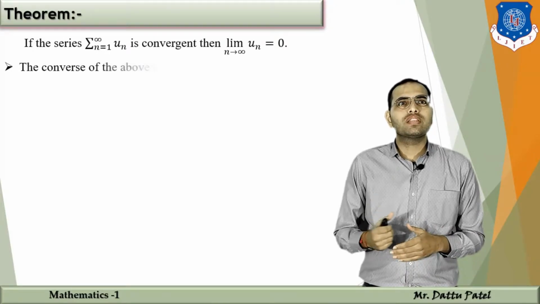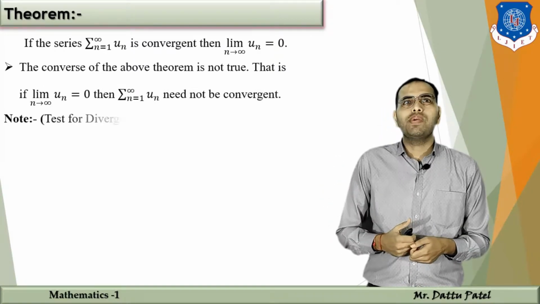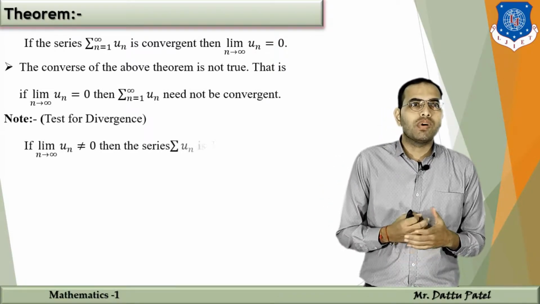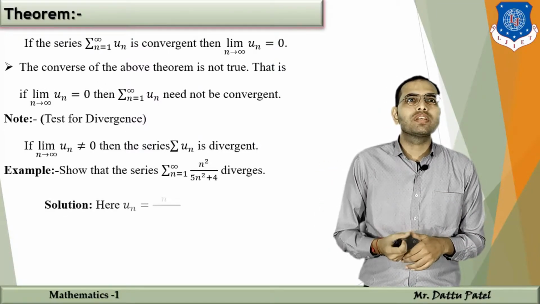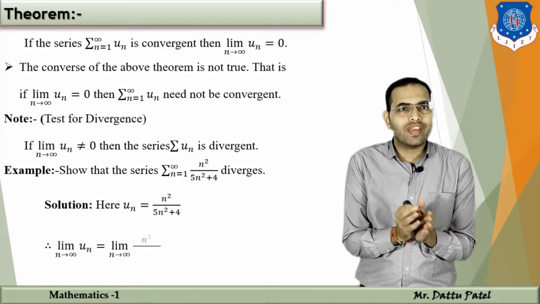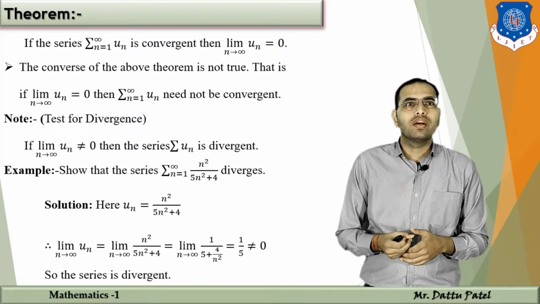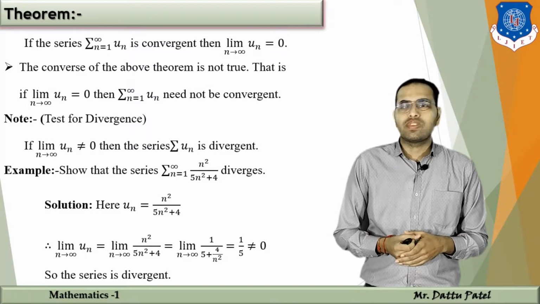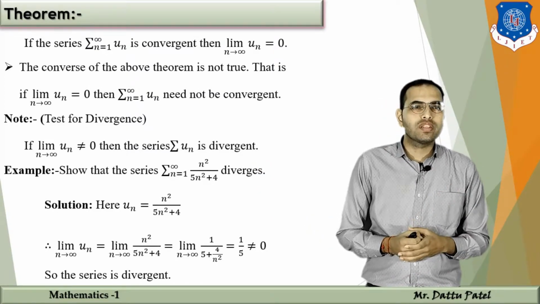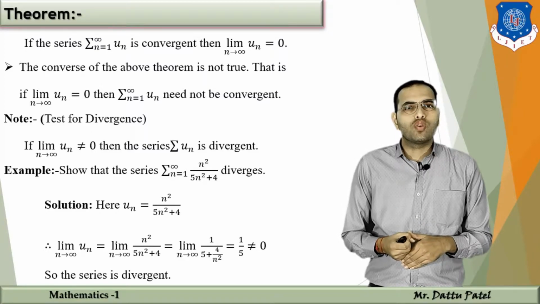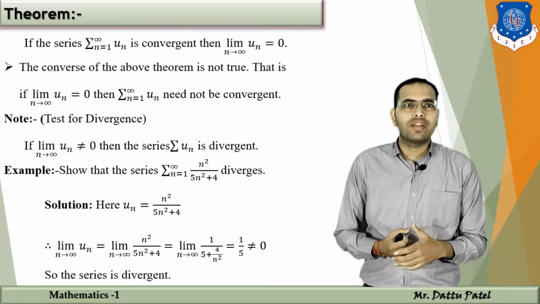If the series summation n equal 1 to infinity un is convergent, then limit n tends to infinity un equal to 0. But the converse of the above theorem is not true. That means if limit n tends to infinity un equal to 0, then summation n equal to 1 to infinity un need not be convergent. Now let's see the test for divergence, or we can say the zero test. If limit n tends to infinity un not equal to 0, then the summation un is divergent.